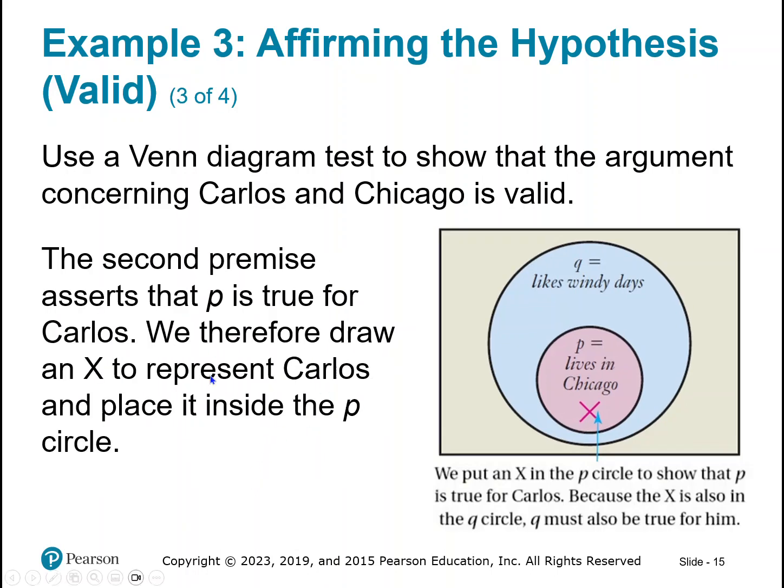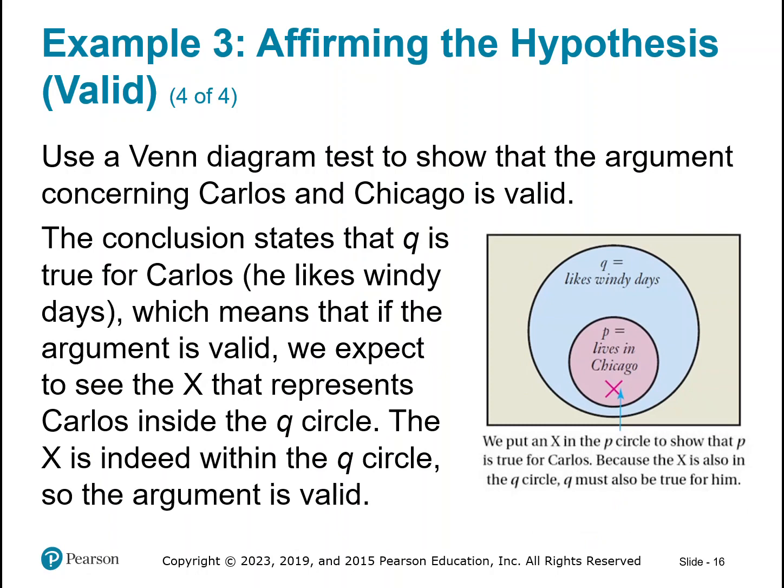But yep, I just covered that part. I put an X in the P circle to show that P is true for Carlos. Because the X is also in the Q circle, Q must also be true for him. I just didn't realize they did it in 2 steps instead of 1. The conclusion states that Q is true for Carlos.